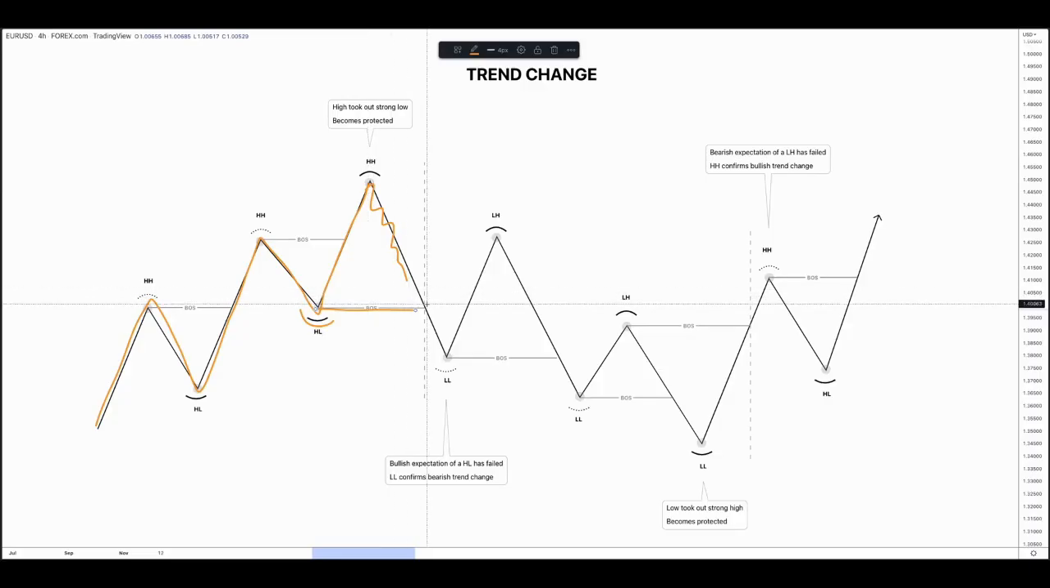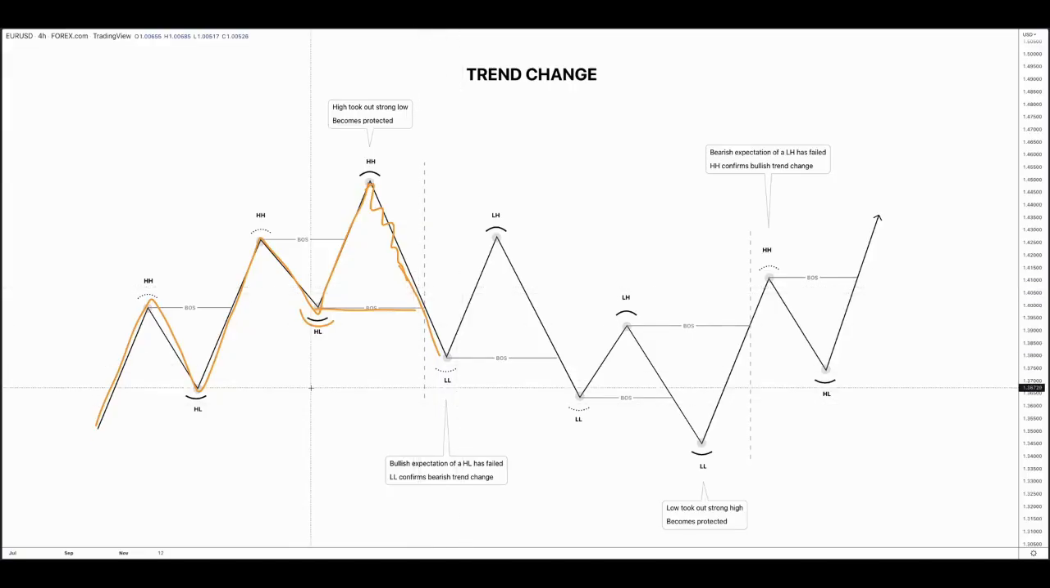But obviously the trend is not just going to go in one direction forever. At some point that trend may change. So if price then comes down and breaks the strong low to form a lower low, now we have a bearish trend change, a shift in market structure from bullish, right, now to bearish, because we now have a lower low, right? The series of higher lows has now been broken to form a lower low.